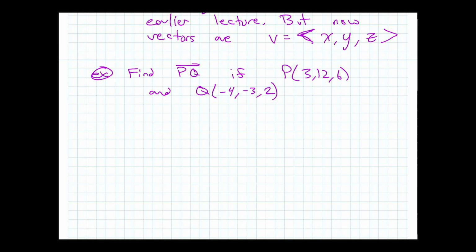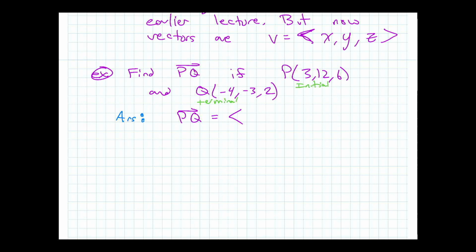Well, we learned how to do it last time in 2 dimensions, and this should be identical to what we did before. So the way we did it is we're going to do PQ, that's the name of the vector. It's going to equal, and how do you do it? This is the terminal point, this is the initial point. Same language as before. We know that because they drew the arrow: P to Q, start at P, go to Q, initial, terminal.